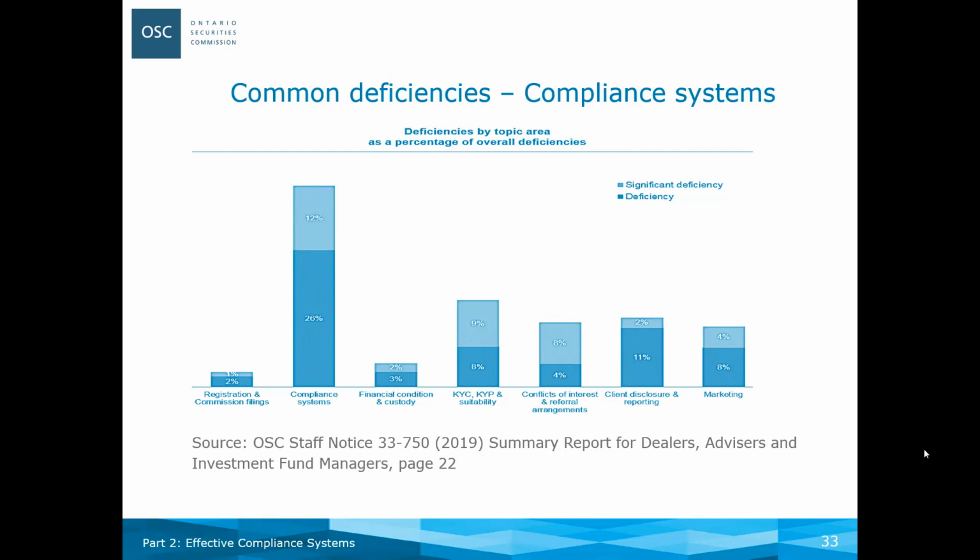We'd like to point out that the compliance system deficiencies noted in this chart do not all relate to inadequacies in a firm's overall compliance system. This also includes deficiencies noted by CRR staff relating to specific elements of a compliance system, such as weaknesses in a firm's specific internal controls or policies and procedures.